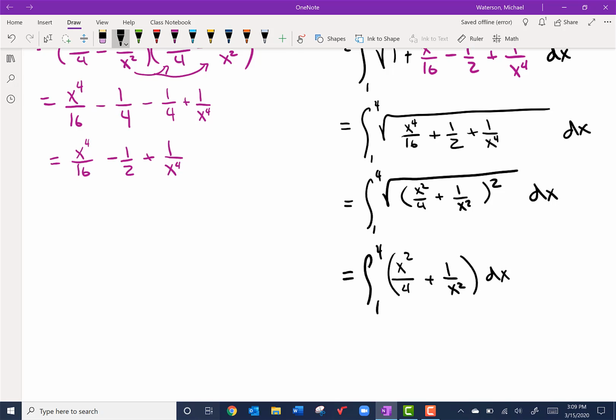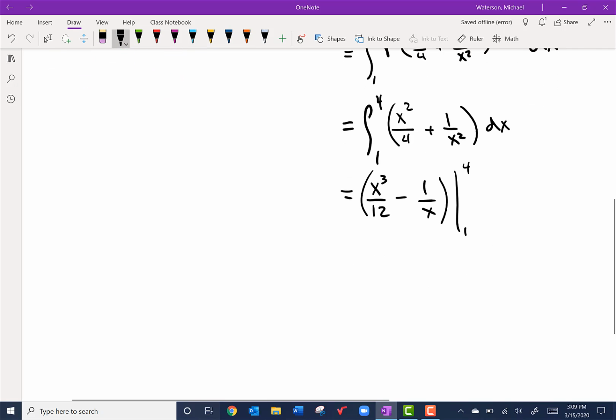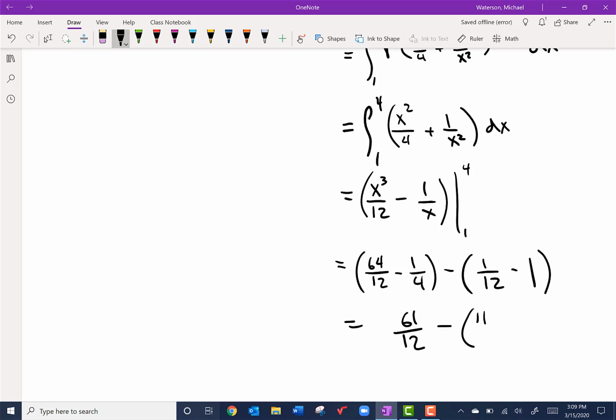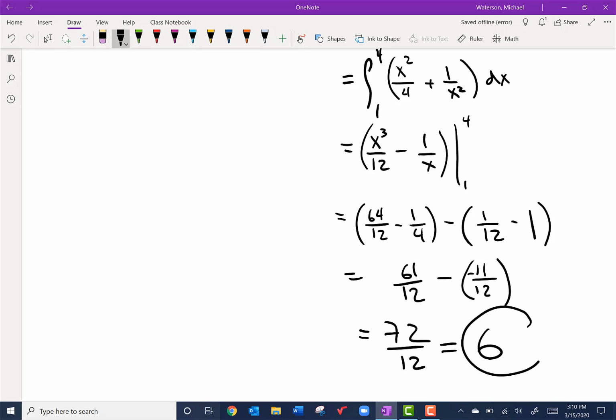Now we evaluate our integral from 1 to 4, and we find out that we get x cubed over 12 minus 1 over x, and again evaluate it from 1 to 4. Once we plug it in, we find out we get 64 over 12 minus 1 over 4, minus 1 over 12 minus 1 over 1, for a 61 over 12, and that's a minus, a minus, a minus, a negative 11 over 12, which is going to become, what is that, 72 over 12. Oh so convenient. Our answer is 6.